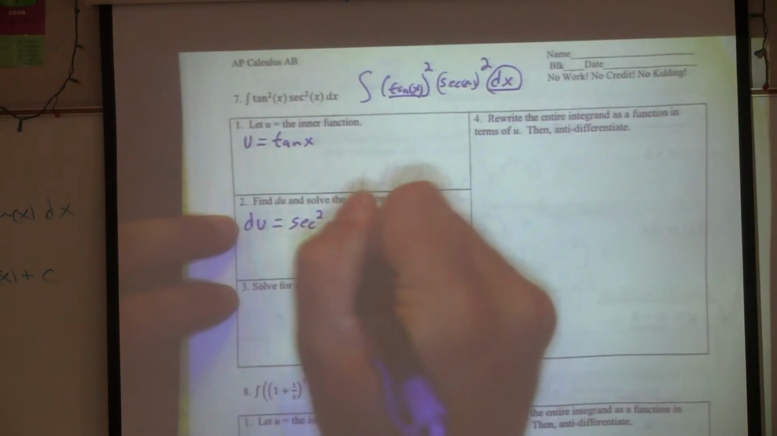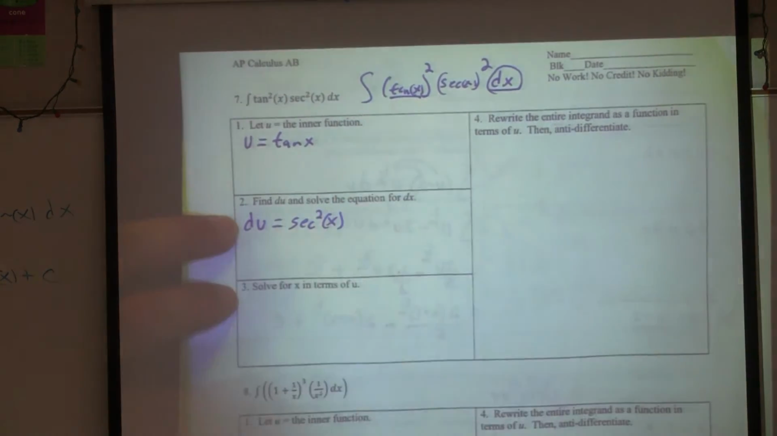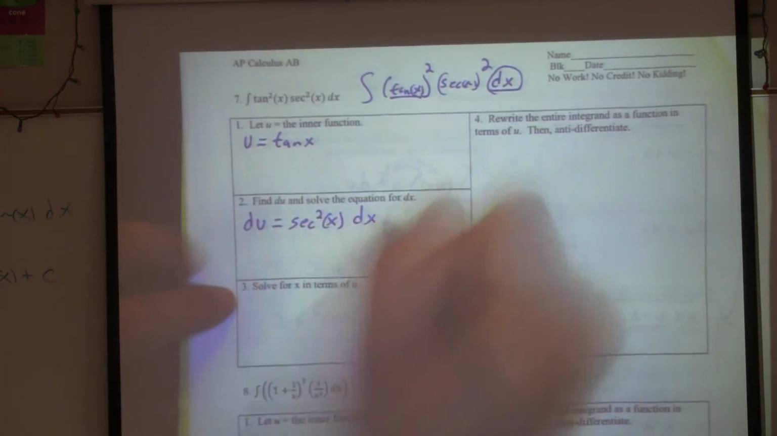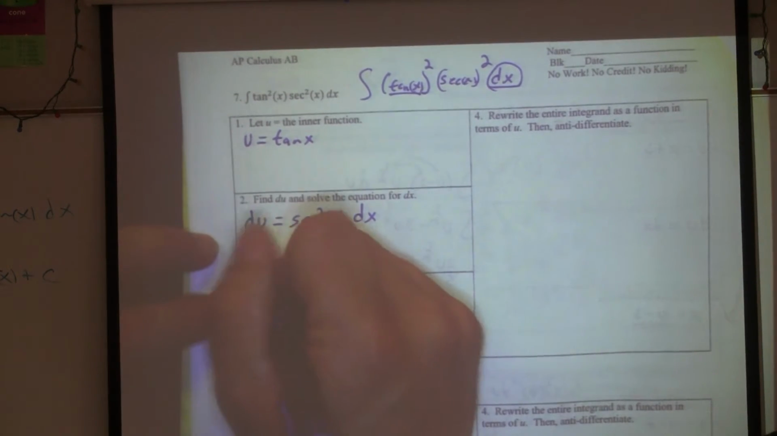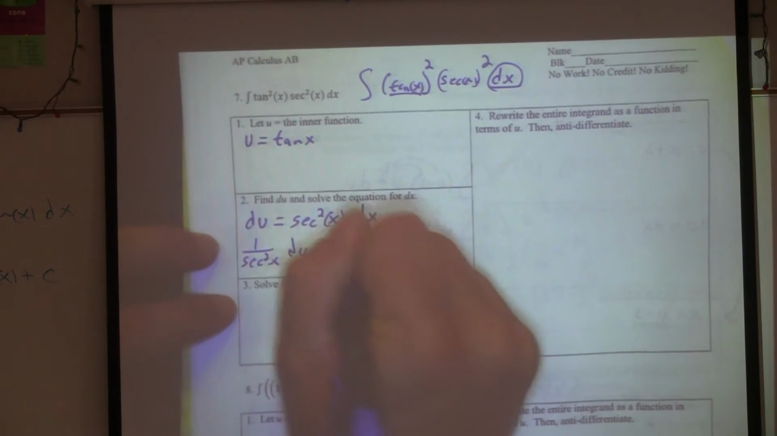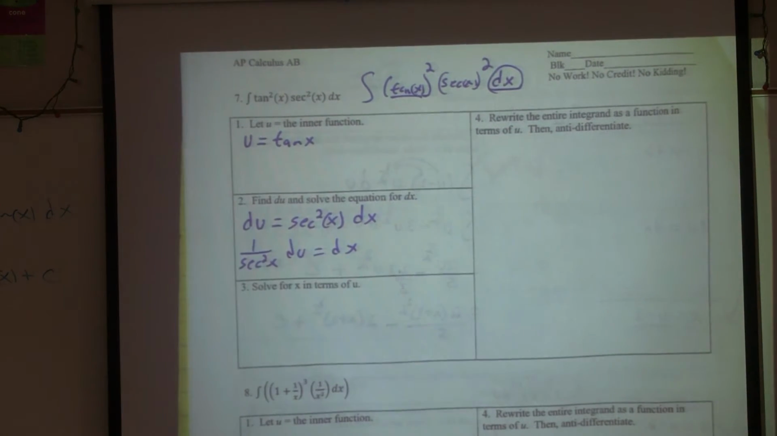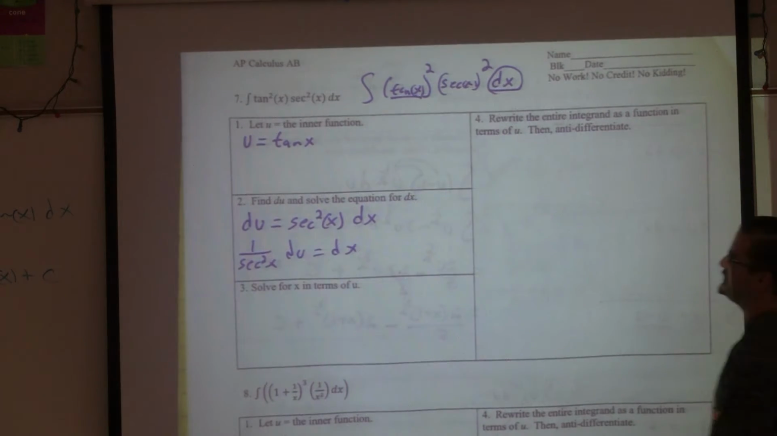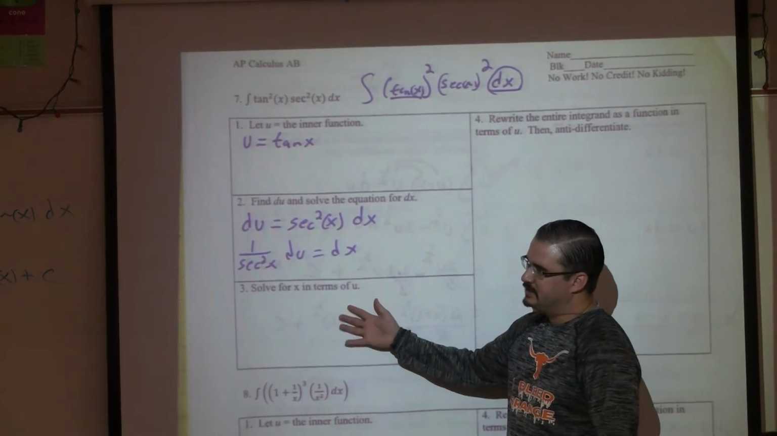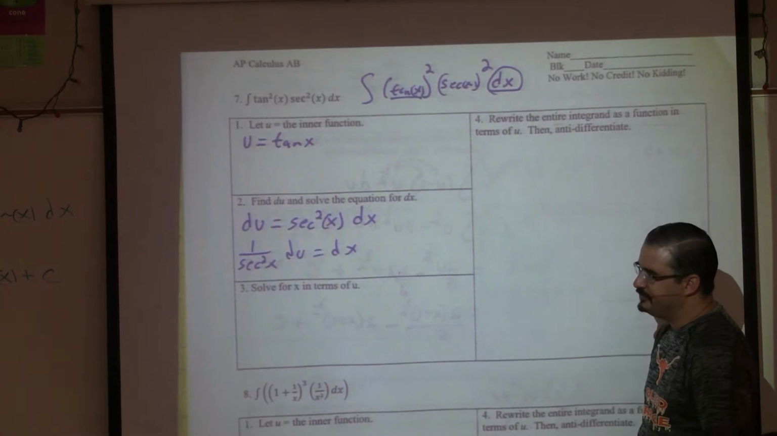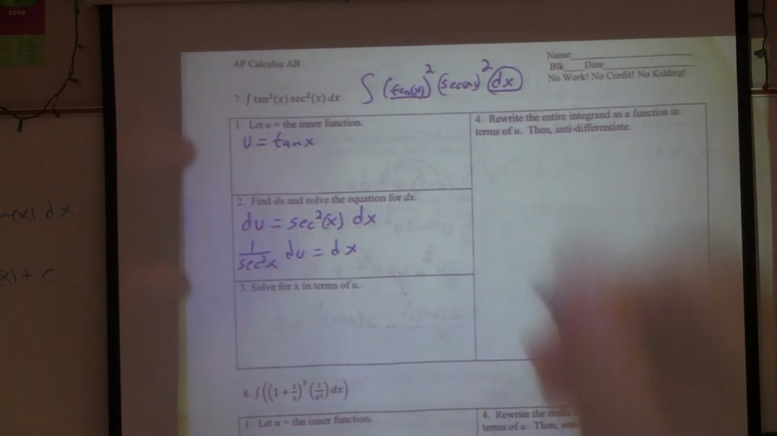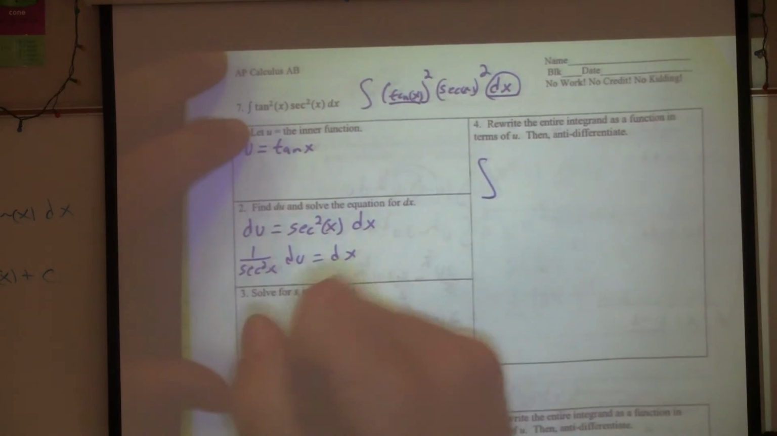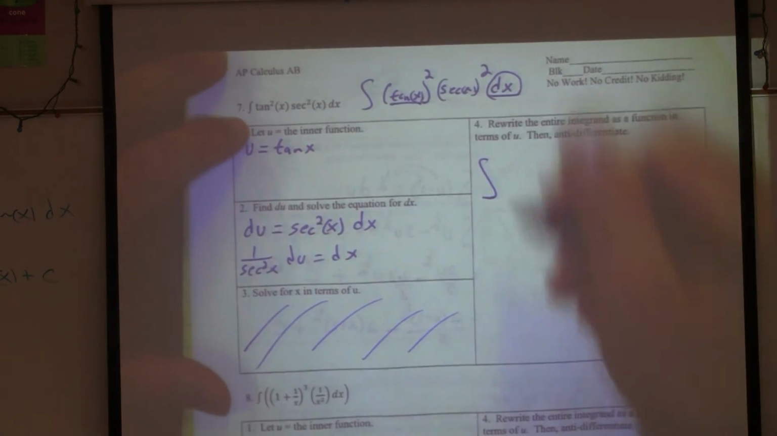Secant squared x. And you divide. Divide by the secant squared. So 1 over secant squared x du is equal to dx. Cool. So was there a need for changing variables, this step 3, in this particular problem? No. Everything's gonna go away. Okay, so we don't really need this step on this problem.